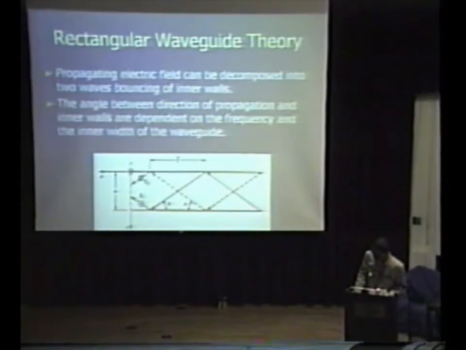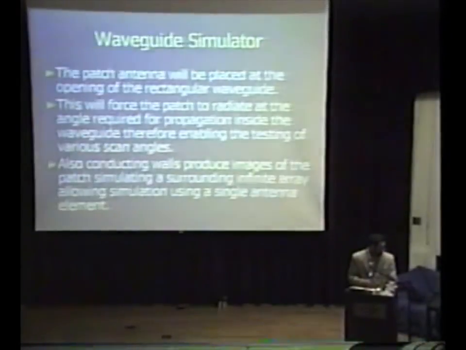This wave can be further decomposed into two waves bouncing off the inner walls, 180 degrees out of phase. The angle between the walls and the direction of propagation is dependent on the frequency and inner width of the waveguide. Putting these two together, you get a waveguide simulator.